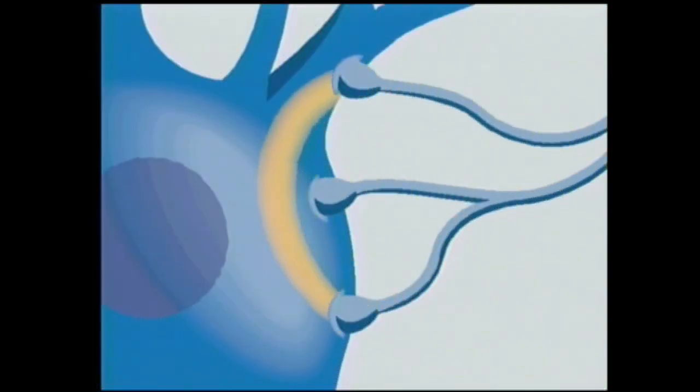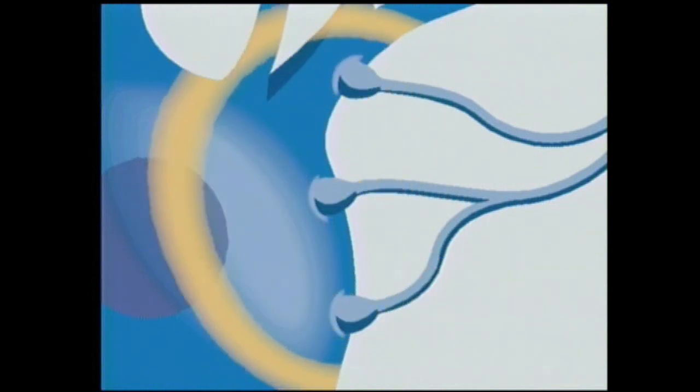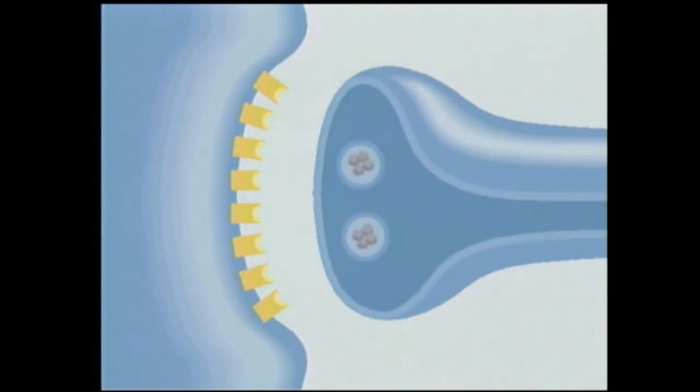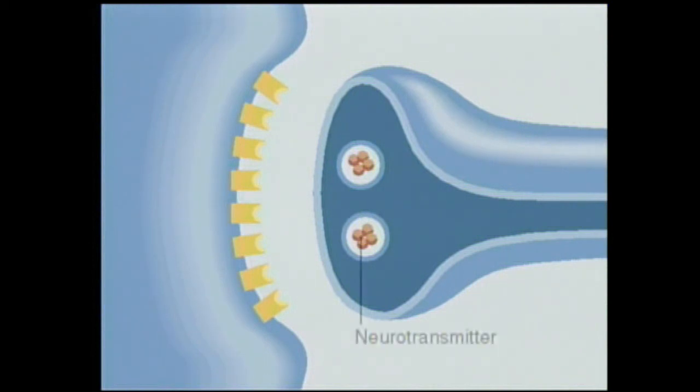The place where a nerve impulse is passed from a neuron to another cell is called a synapse. A synapse is a tiny gap between two cells. When a nerve impulse reaches the end of the axon, information is sent across the gap in the form of a chemical messenger. The chemical is called a neurotransmitter.